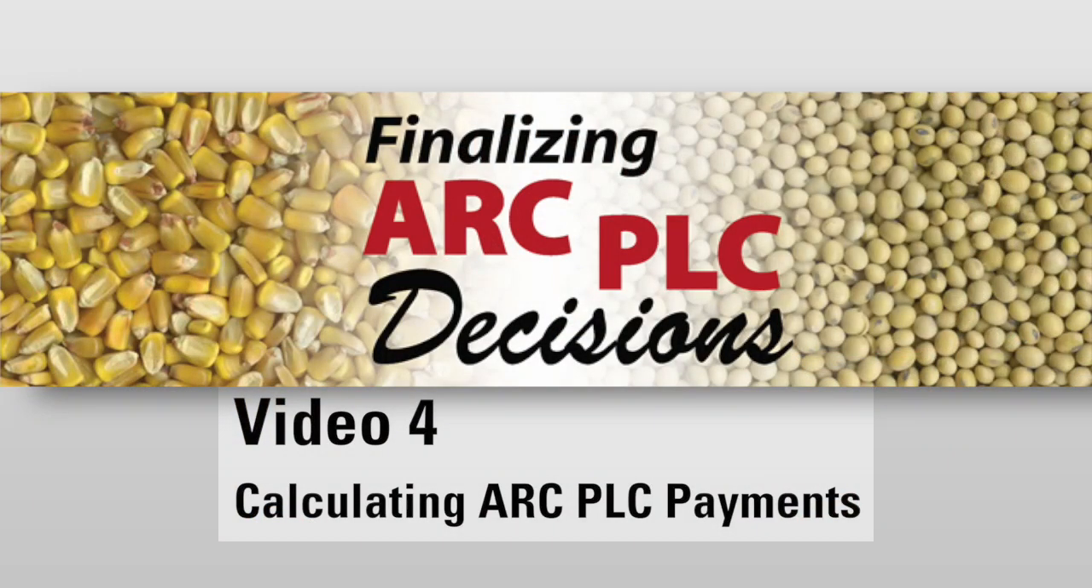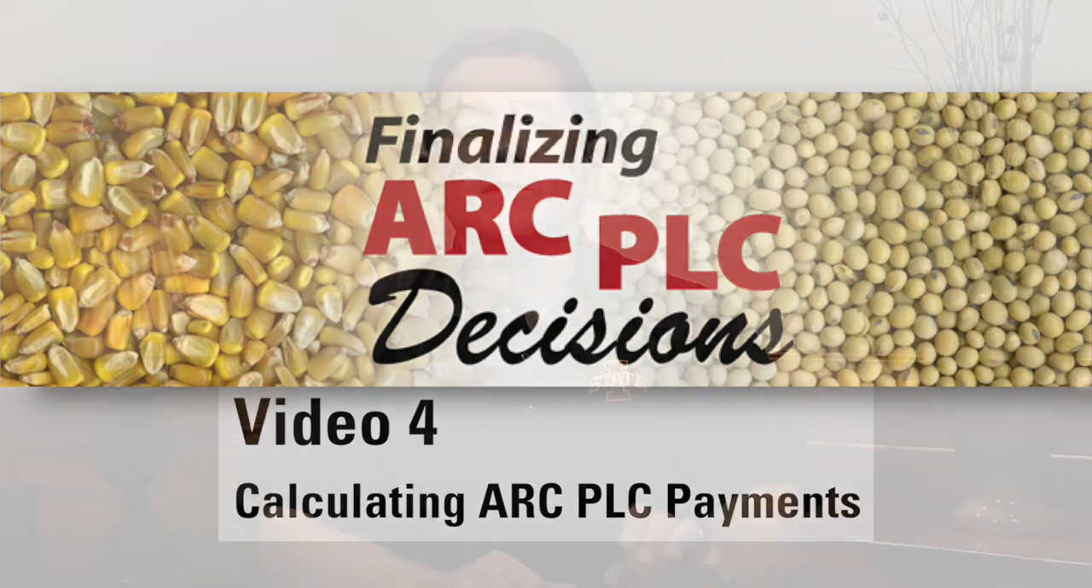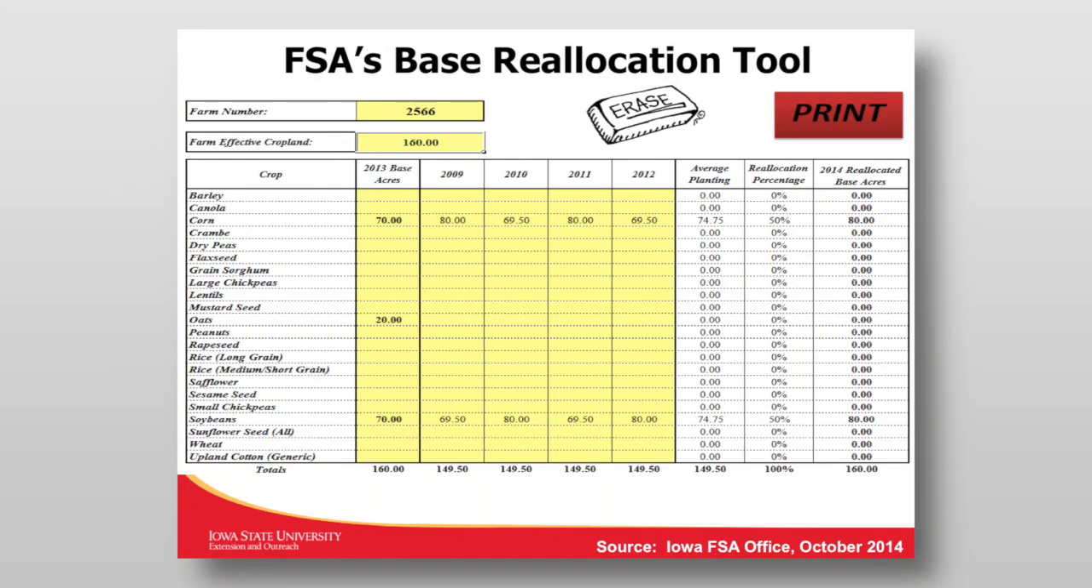Welcome to the fourth in a series of videos, this one titled Calculating ARC PLC Payments. We want to build on that same farm that we discussed in earlier videos where we'd plugged in the base acres into the existing base reallocation tool. This is an Excel spreadsheet that's available on the FSA website. Several states will have their own tool.